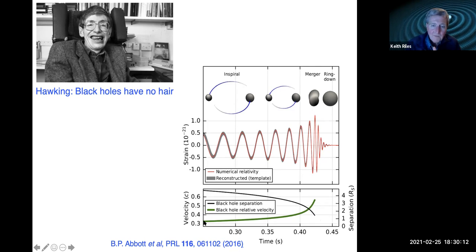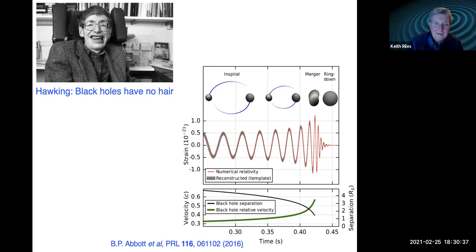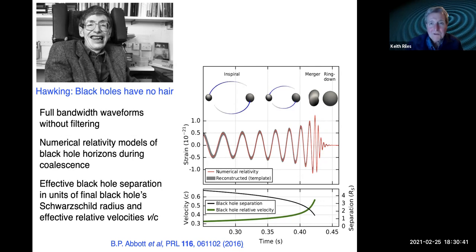And then on this green curve, which has the y-axis on the right, we have the relative speed between the two black holes in units of the speed of light. And you can see that just before they merge, the relative speed is getting up close to 60% of the speed of light. And each one of these black holes is roughly 30 solar masses. So it's an incredibly violent process.